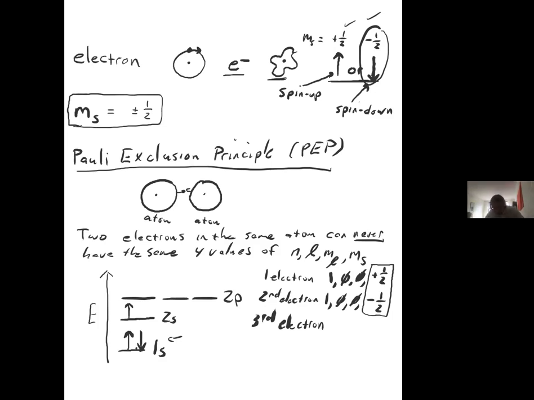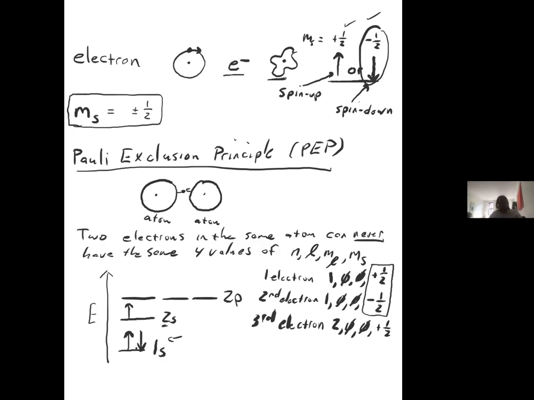Okay, so now n is 2. It's still an s, so L is 0. M sub L is still 0, because M sub L ranges from minus L to plus L. And now it's spin up, so it's plus 1/2. So that third electron doesn't have the same 4 quantum numbers as the first 2. N is different, but only one quantum number needs to be different, okay?